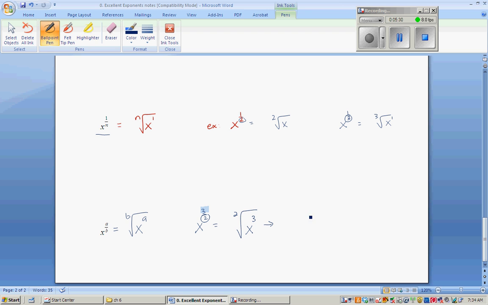Let's try just one more. X to the 3/4. See if you can set that up. And here it is, x cubed to the 4th root. And that's what's going to happen. It's going to get crazier where we combine all sorts of interesting exponents together, and we just need to be able to go back and forth from radicals to exponents so that it makes sense.